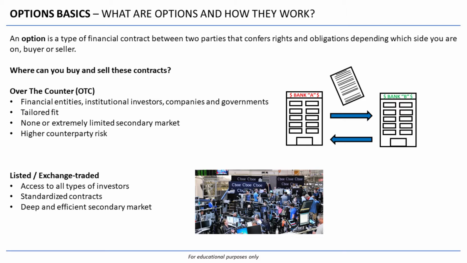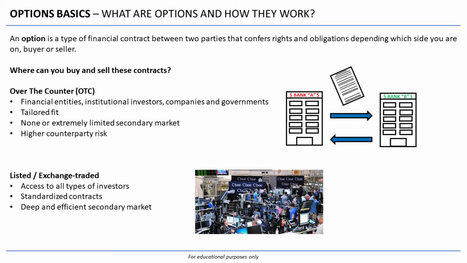As with many derivatives, options trade in two types of markets, OTC and listed. OTC stands for over-the-counter. This market is typically reserved only for big players, like financial entities, institutional investors, companies, and governments. It is usually used when the listed contracts do not meet their needs.